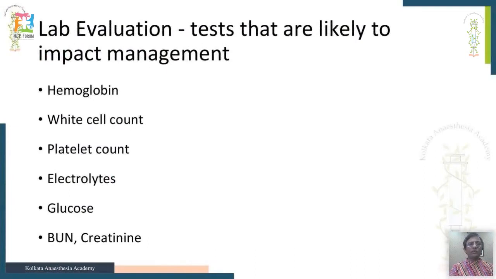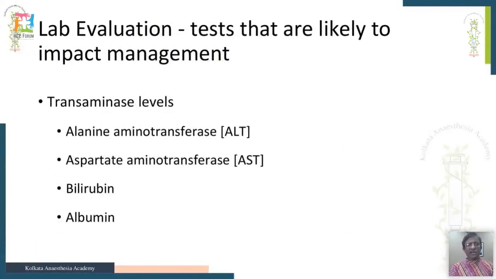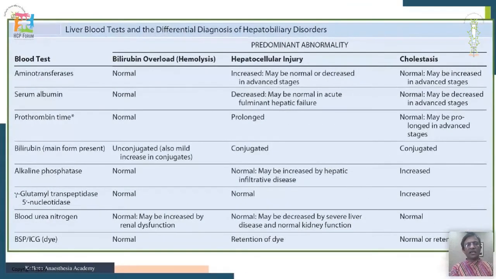What investigations would you do? I think this is a standard investigation. We see the panel on the left-hand side. For any surgery, they would go through this: hemoglobin, white cell count, platelet count, electrolytes, glucose, blood urea, and the creatinine. Additionally, you do prothrombin time, INR, APTT, and fibrinogen, and obviously the transaminase levels, bilirubin and albumin. And based upon other patient comorbidities, cardiac or pulmonary, you can do further investigations. Imaging in certain areas, more important for surgical reasons, and volumetric studies, which I think will be discussed.